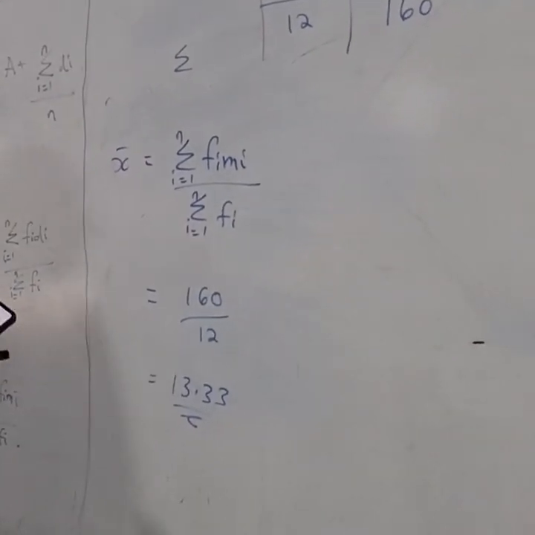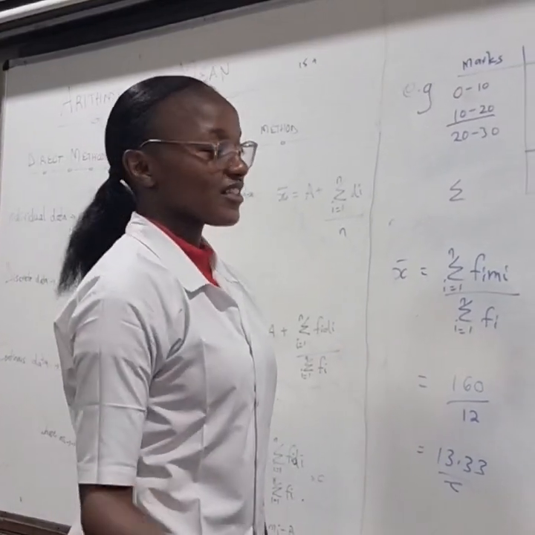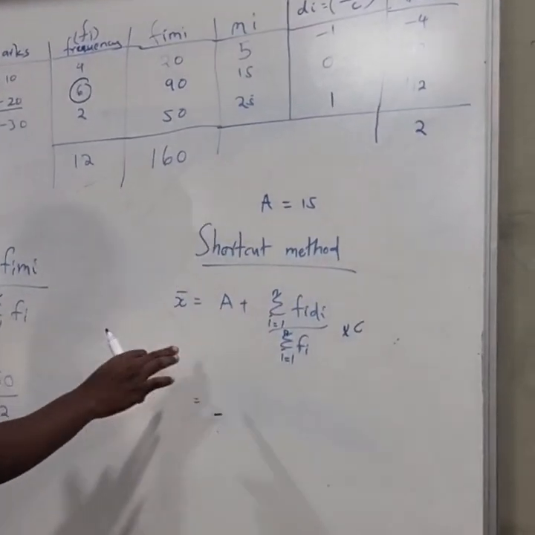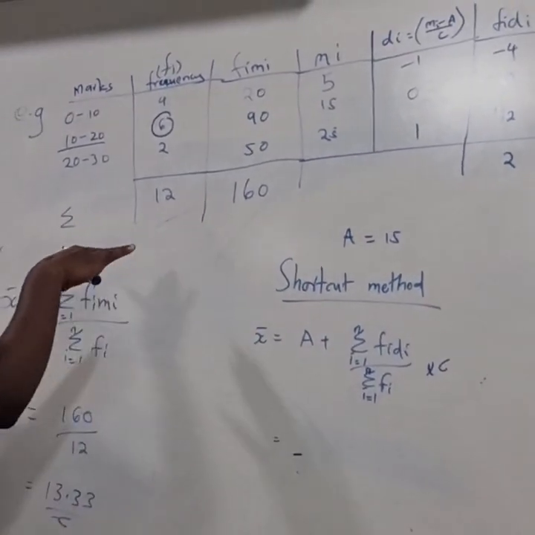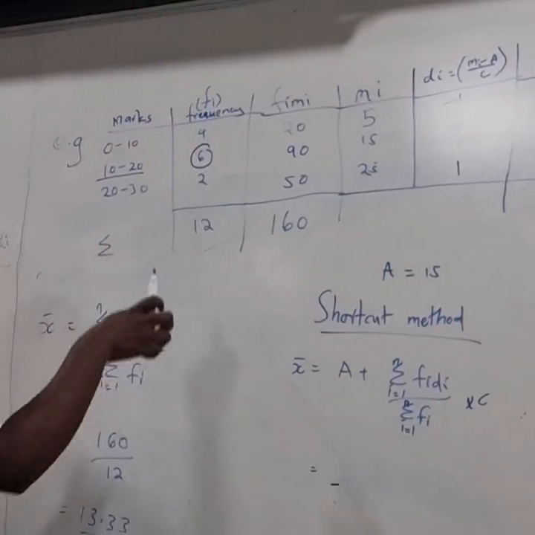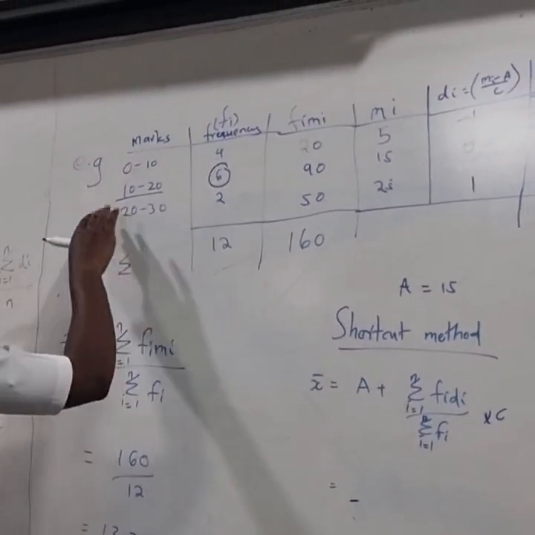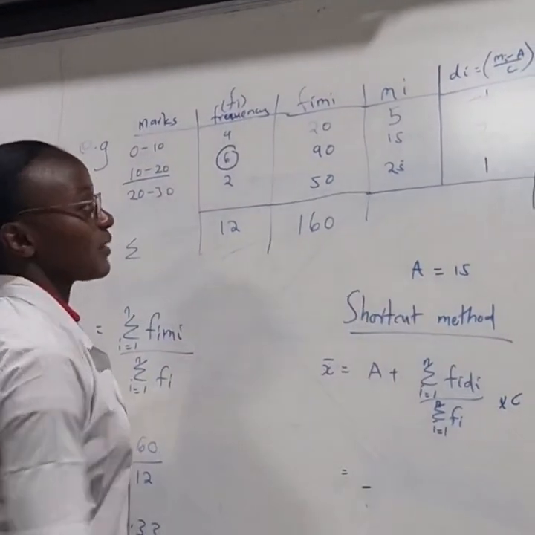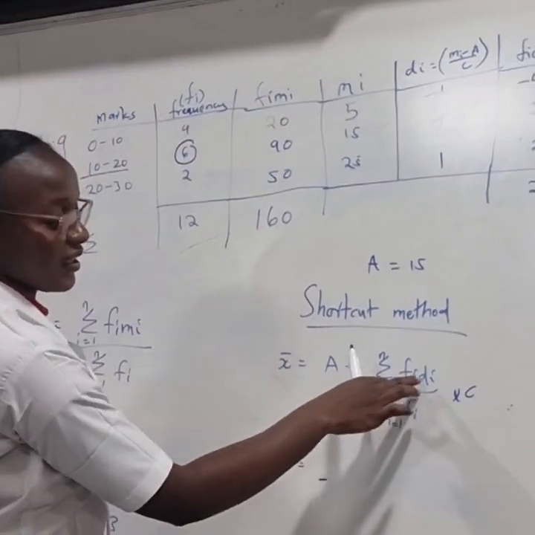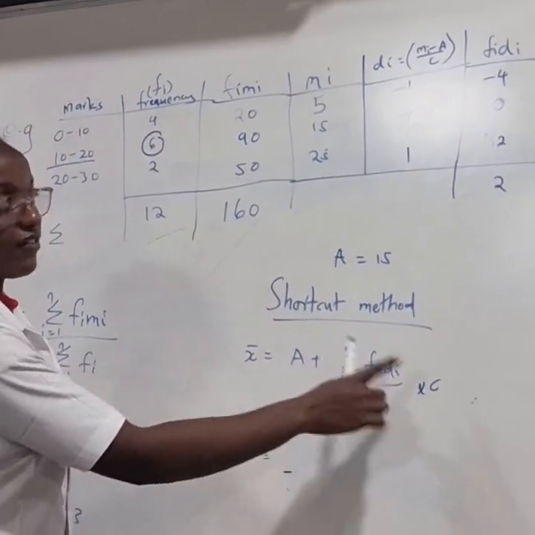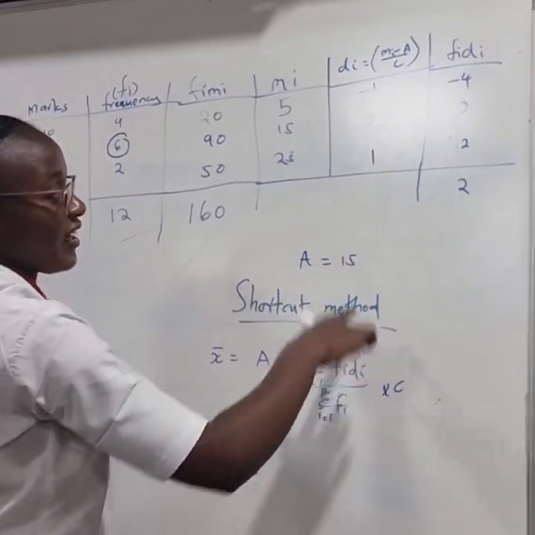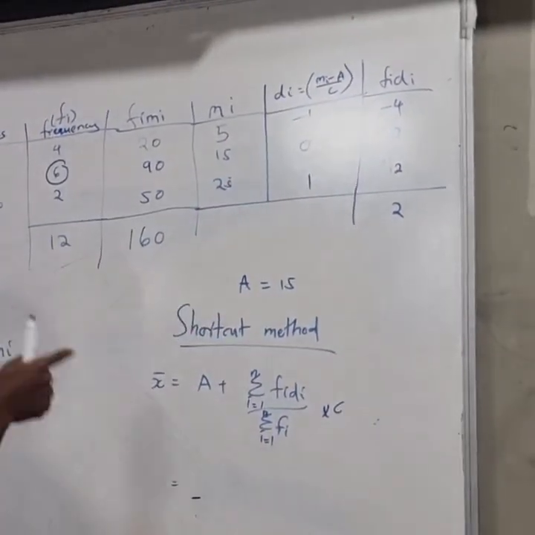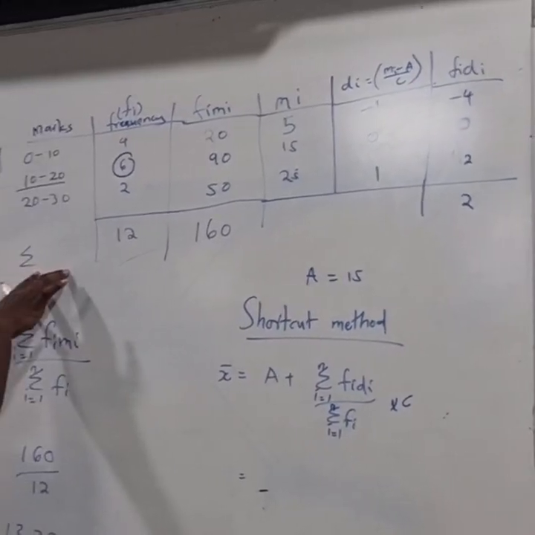For the same example, let me teach with the shortcut method. This is the formula to get the mean using the assumed mean. In this case, I'm going to take 15 as my assumed mean. Why? Because 6 is the highest frequency in this, and I'm going to assume my mean will be in this class. So we take 15 as the assumed mean. With this formula, we need a column of di and a column of fi di. Di is given by mi minus the assumed mean, divided by c, which is the constant class width. The constant here is 10.